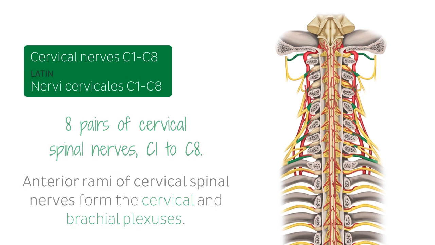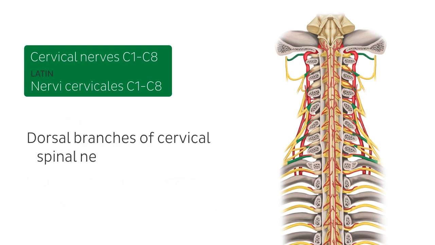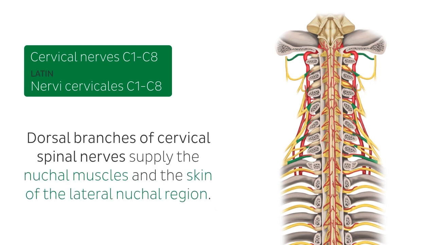The posterior or dorsal branches of the cervical spinal nerves supply the nuchal muscles and the skin of the lateral nuchal region.